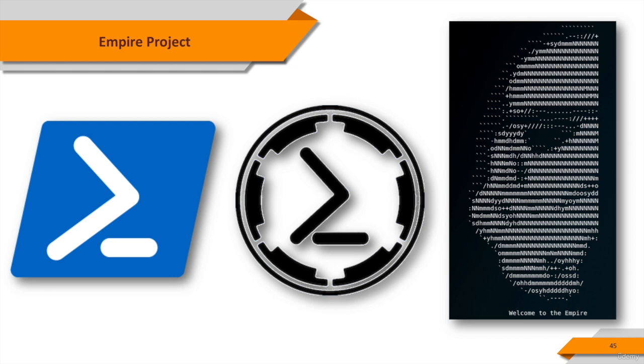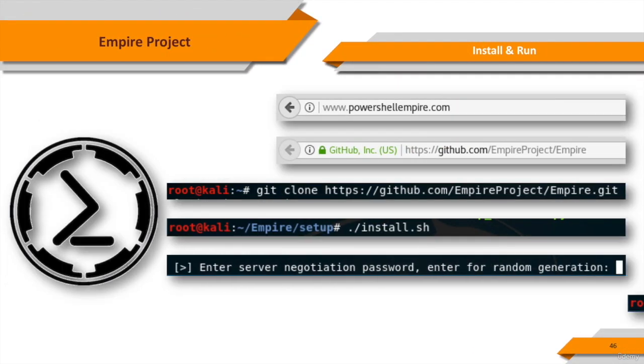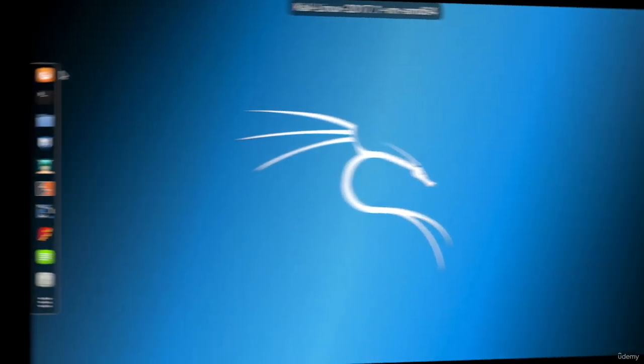What is the Empire Project? In their own words, Empire is a pure PowerShell post-exploitation agent built on cryptologically secure communications and a flexible architecture. Empire implements the ability to run PowerShell agents without needing powershell.exe, rapidly deployable post-exploitation modules ranging from keyloggers to Mimikatz, and adaptable communications to evade network detection, all wrapped up in a usability-focused framework. Since the Empire project is not embedded into Kali, we need to download and install it.